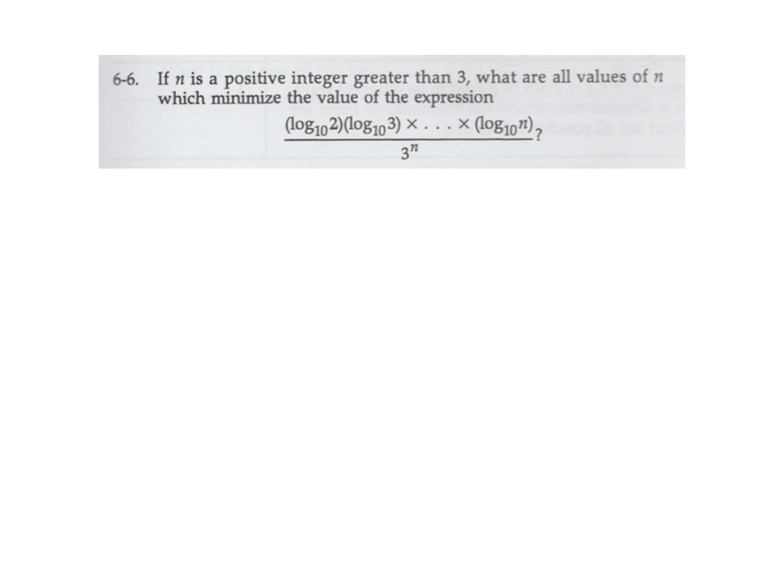If n is a positive integer greater than 3, what are the values of n which minimize the value of this expression? So this expression looks to me like this: 3 to the power of n, if you put just the number 3 and then multiply it like 3 times 3 times 3 dot dot dot 3, you can put each 3 below each log. So for example, it would be log 2 to the base 10 over 3 times log 3 to the base 10 over 3, dot dot dot, like that.